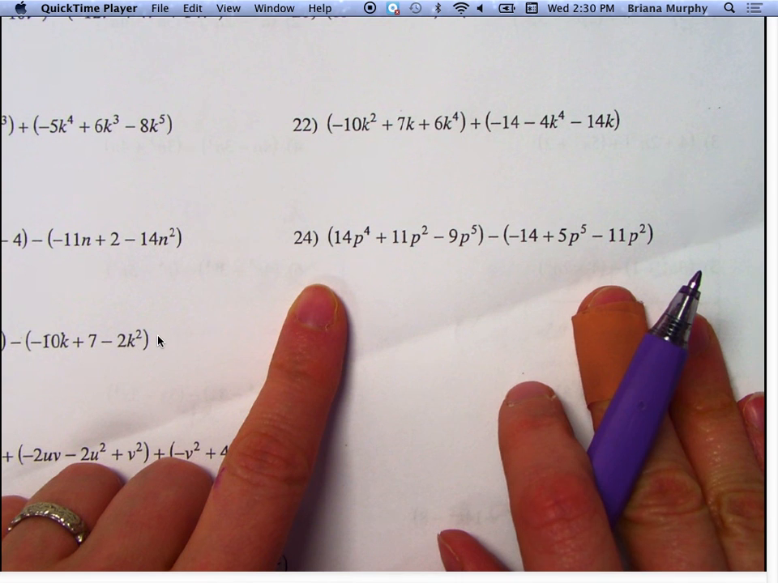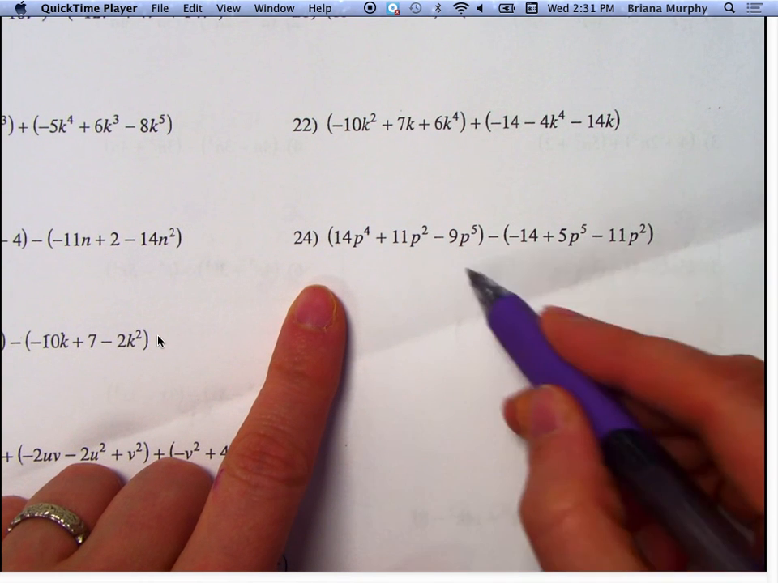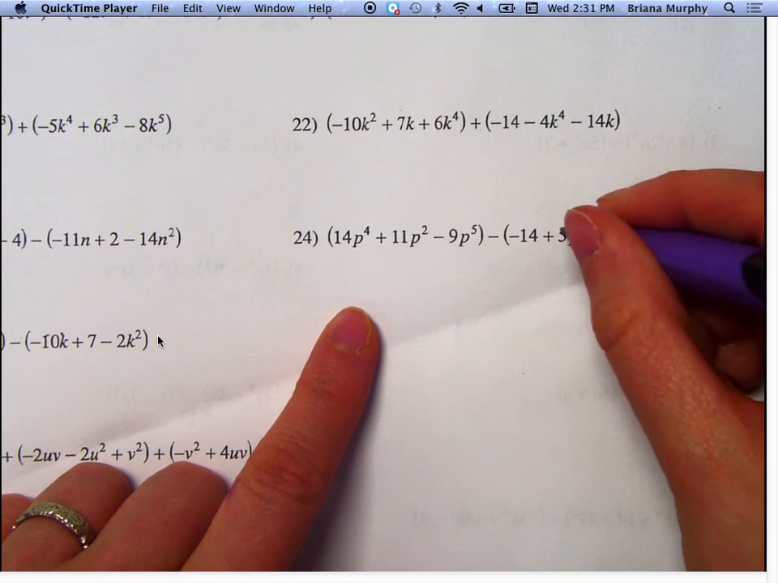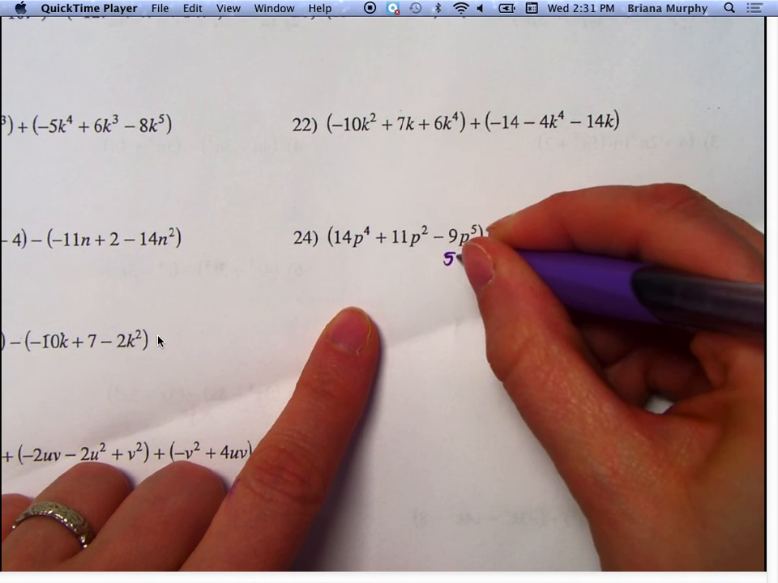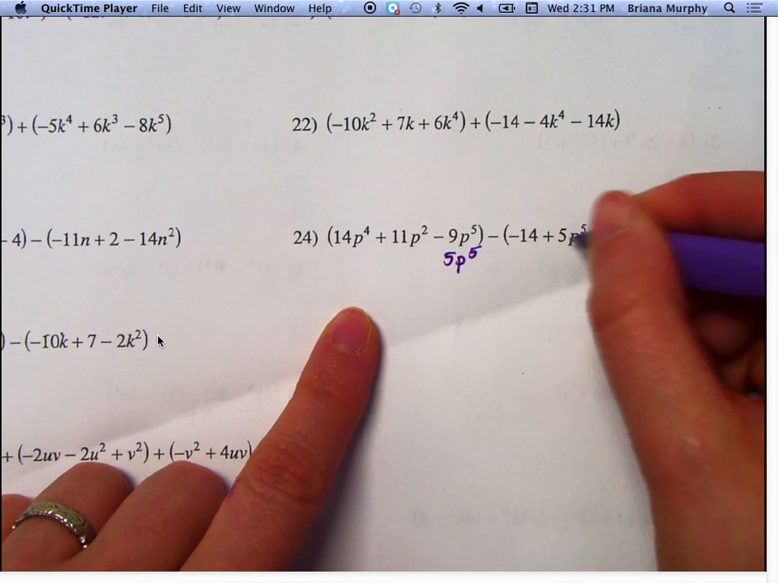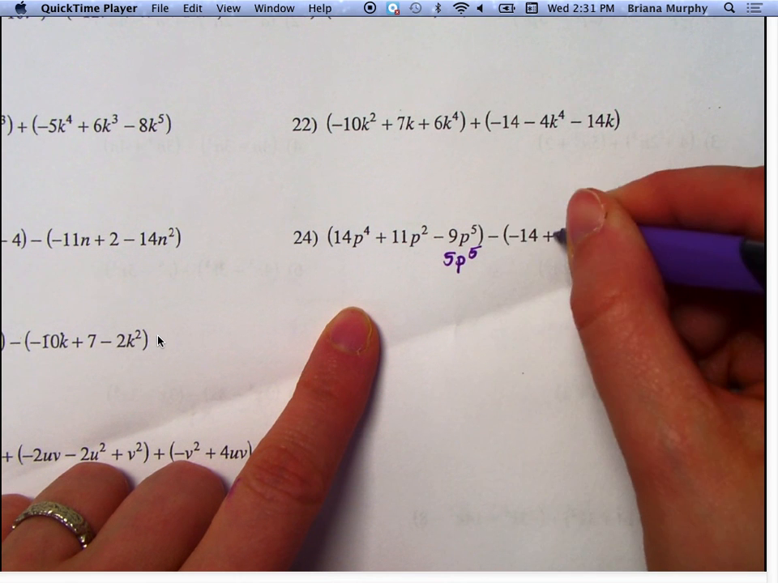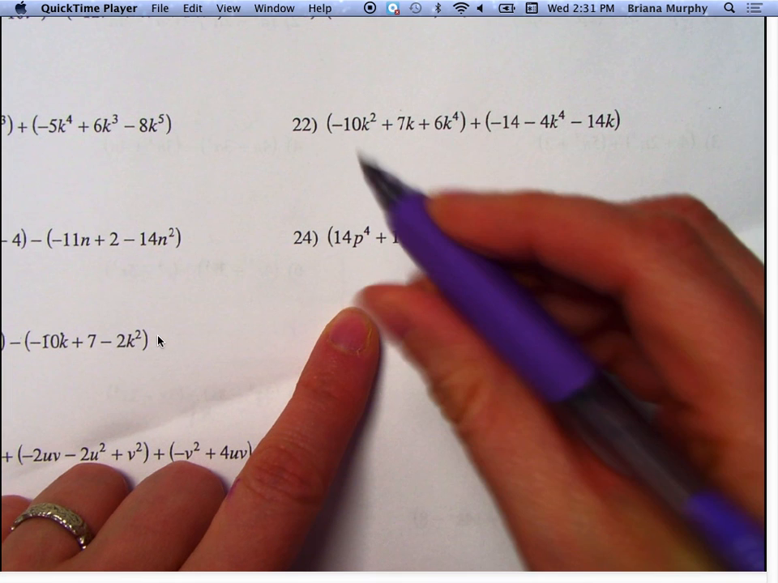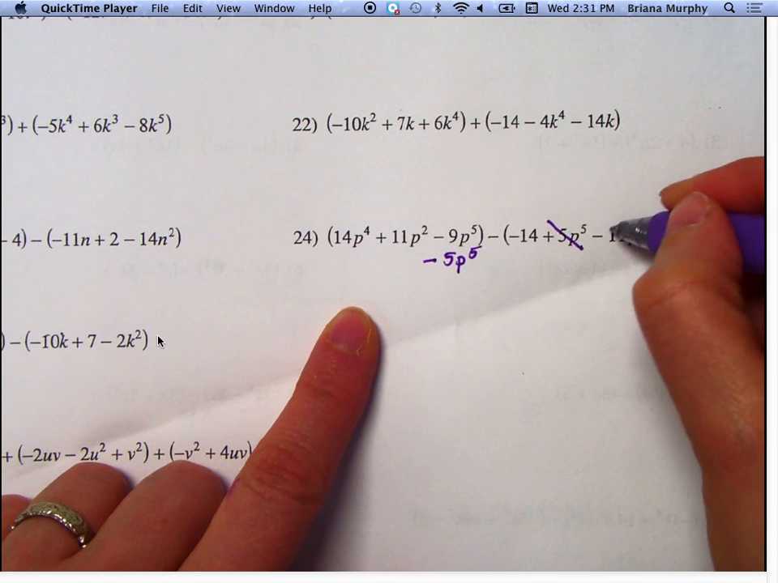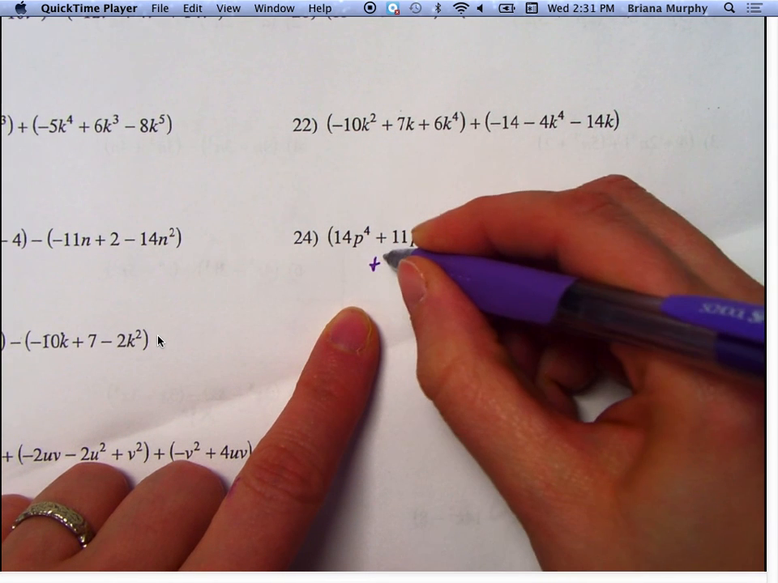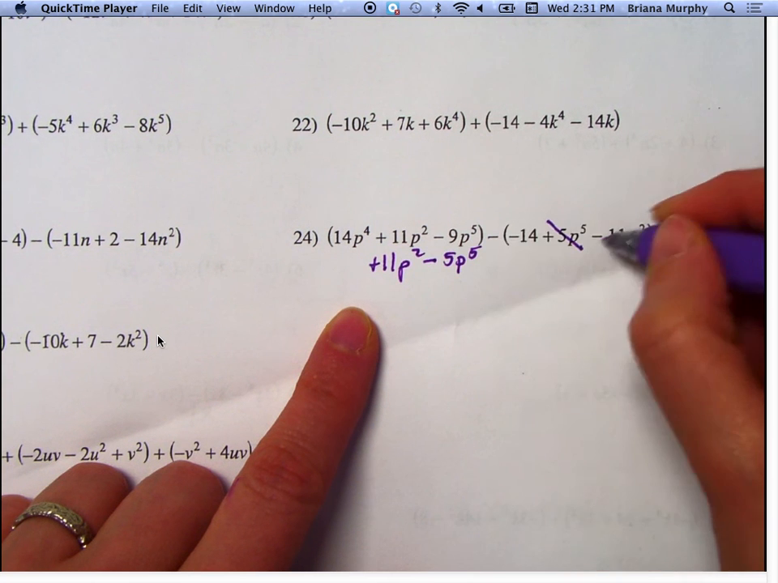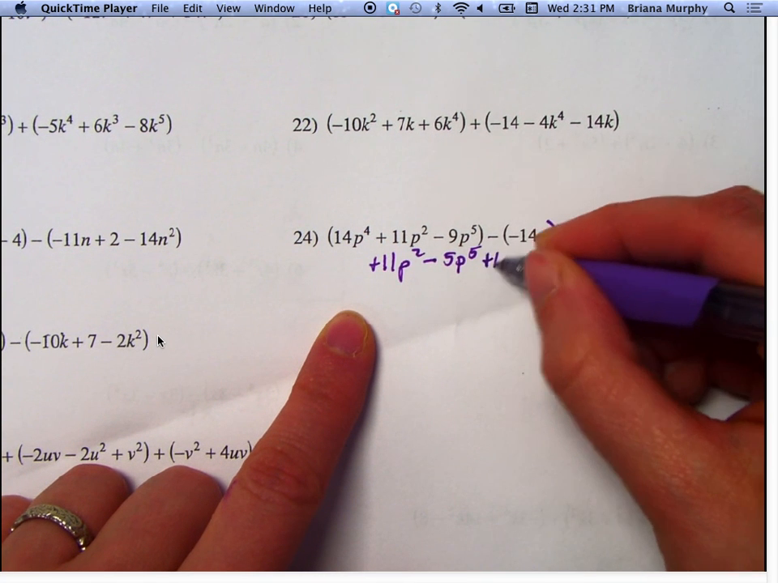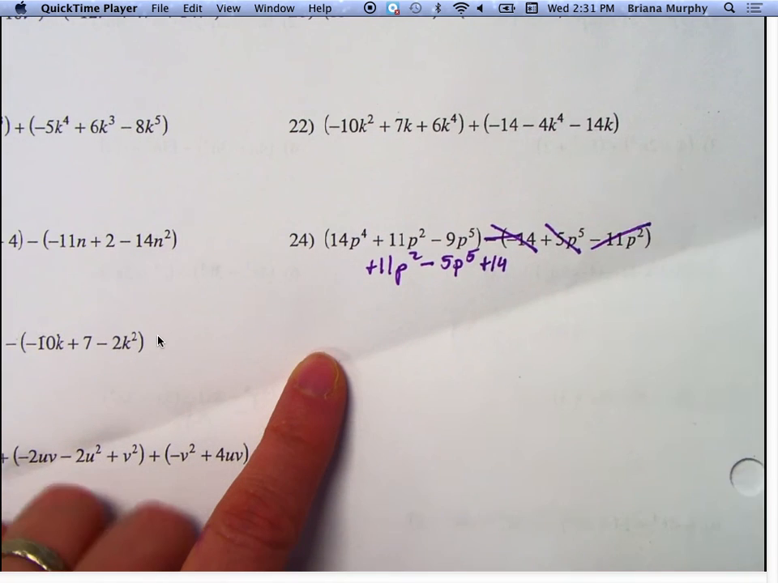Okay. I'm going to take everything in here, and I'm going to put it under the right spots. So 5p to the 5th, I'm going to put under here. And it is positive, but I times it by a negative, so it becomes negative. 11p squared goes under here. Negative and a negative makes it a positive. Minus a negative 14, so plus 14, but there's nothing to add it to. Now I'm just going to add straight down.